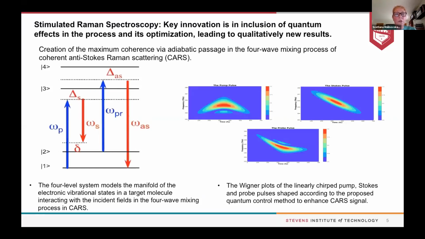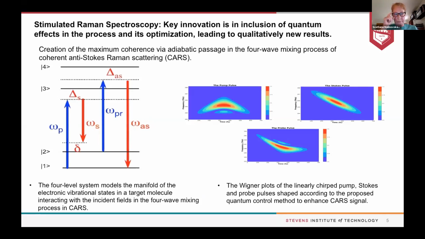The cornerstone method is stimulated Raman spectroscopy. That's what we are working with. Particularly, we look into stimulated coherent anti-Stokes Raman scattering, known as CARS, which is a four-wave mixing process. The key innovation is the inclusion of quantum effects in the process and its optimization, which leads to qualitatively new results, new outcomes.